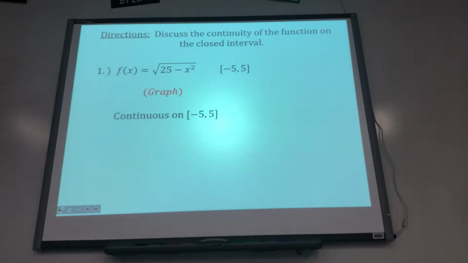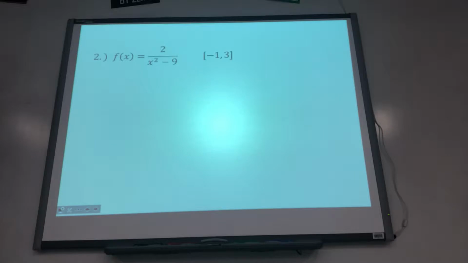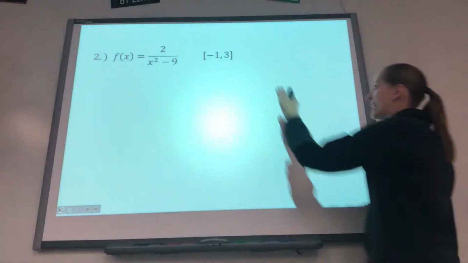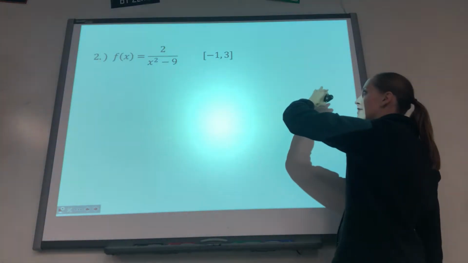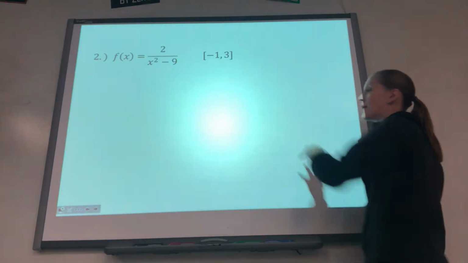All right, you're only looking at those x values that they give you inside the interval. Let me keep going here. We'll get to some that are a little bit different. Number 2 says f of x equals 2 over x squared minus 9. Now, on that interval, I'm just looking at -1 to +3. Those are the only x's that I'm concerned about.